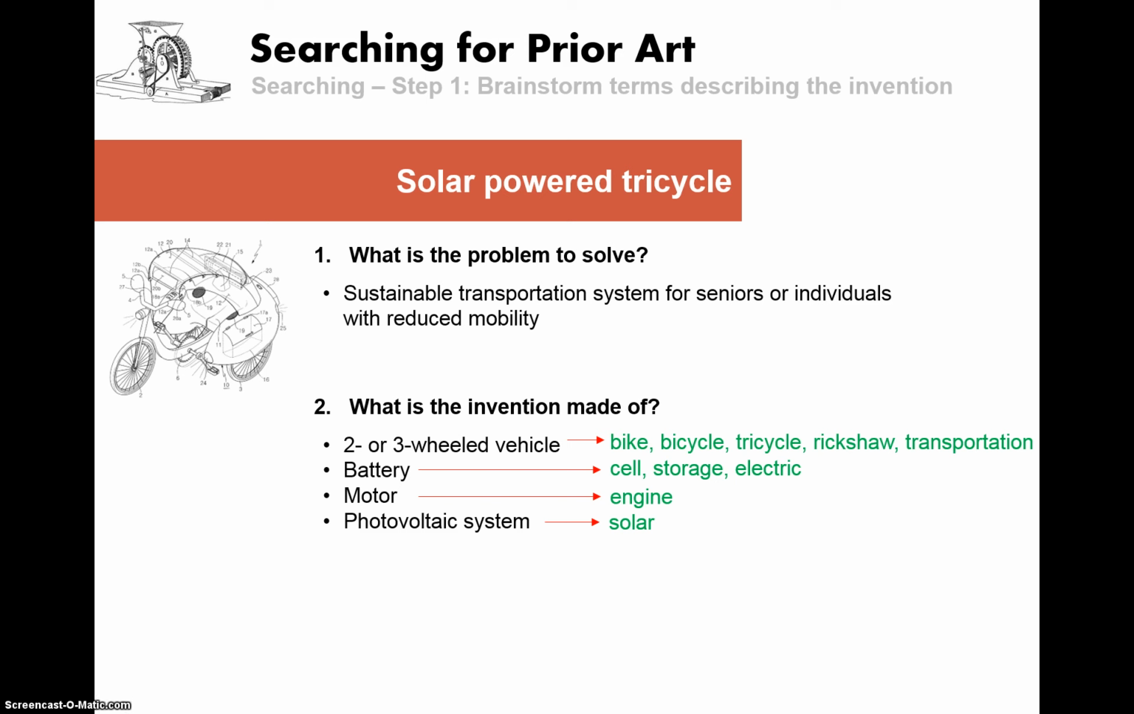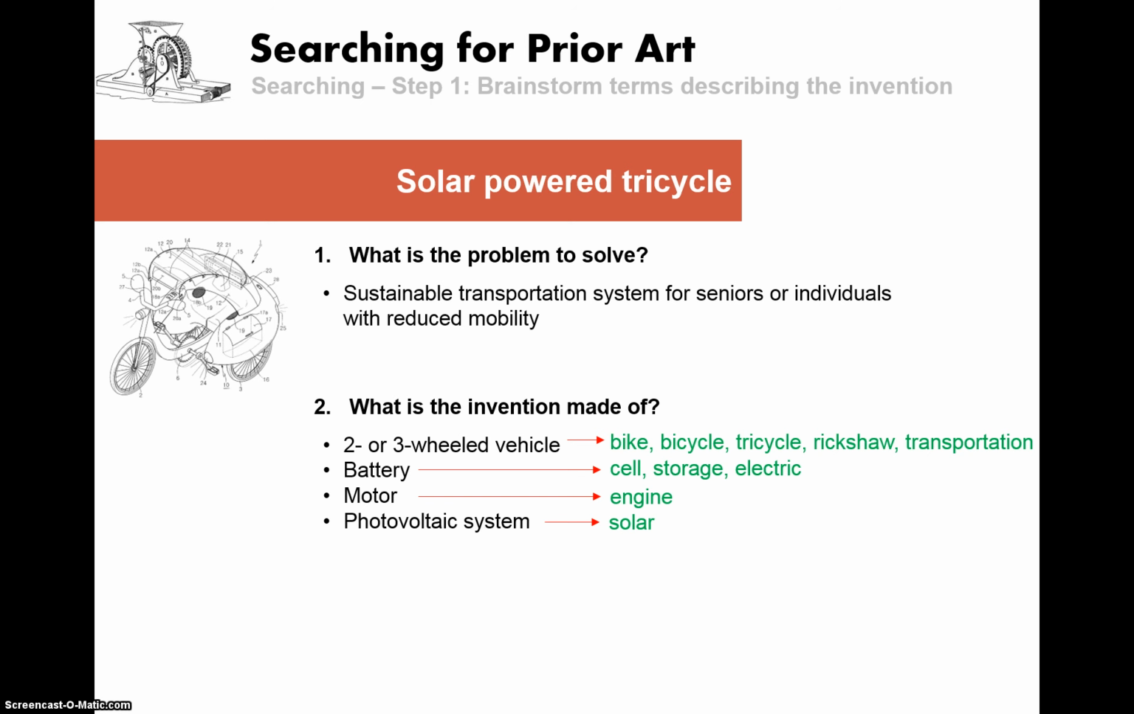Someone describing their solar tricycle invention in a patent or another type of document could be using any one of these keywords. So if you don't search using one of these keywords, chances are you might miss a patent or document that could be describing your invention.